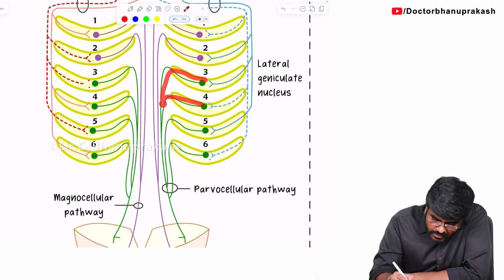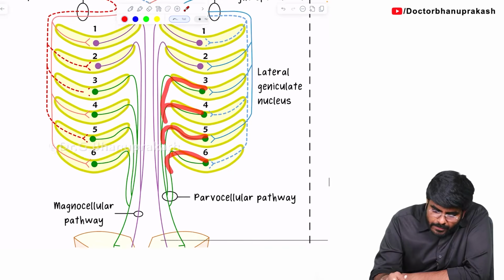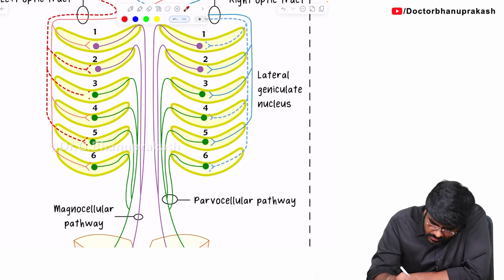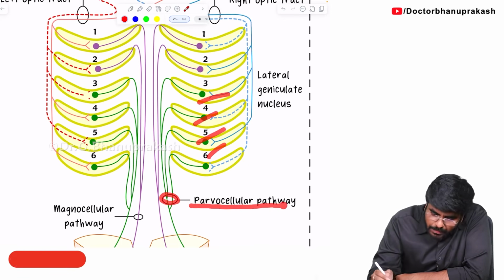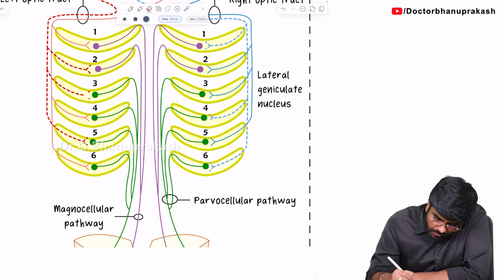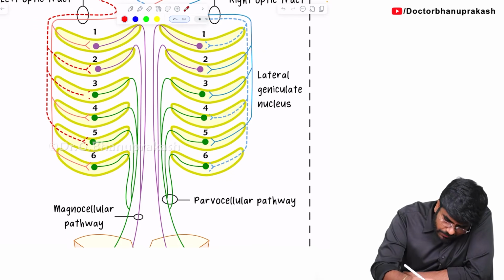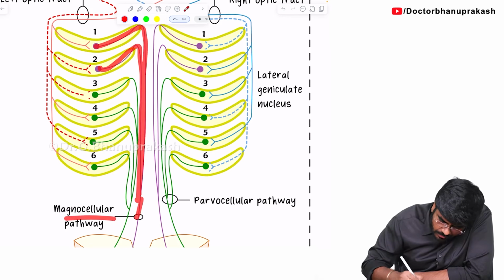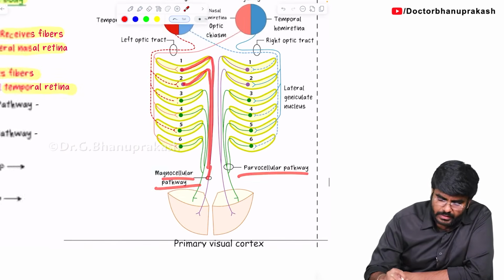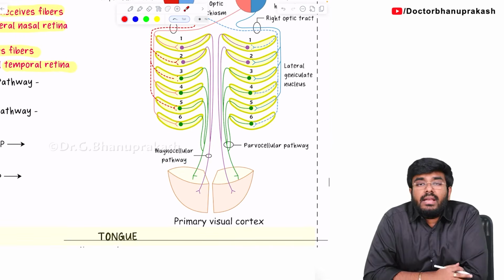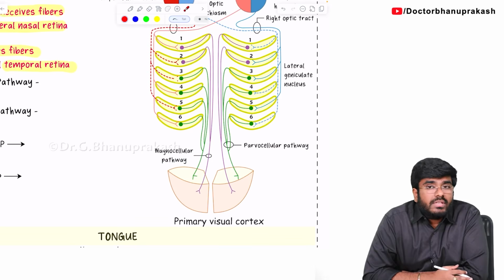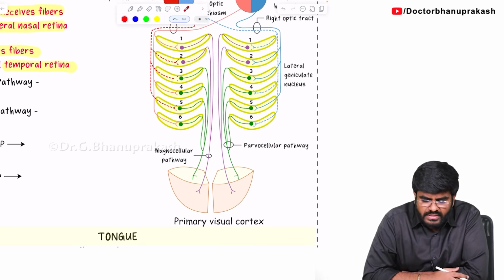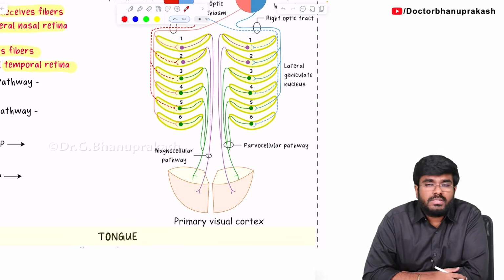Where are they going, sir? Look carefully. See, layer number 3, 4, 5, 6 together form a pathway called the parvocellular pathway. Layer number 1 and layer number 2 form a pathway called the magnocellular pathway. That's the output. So now you can clearly say layer number 1 and 2 give rise to the magnocellular pathway and layer number 3, 4, 5, 6 give rise to the parvocellular pathway. These are the outputs.